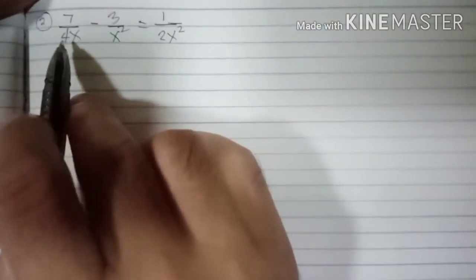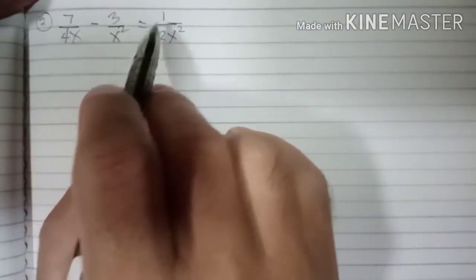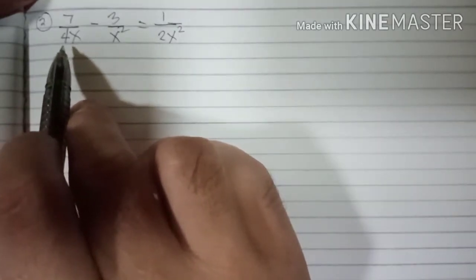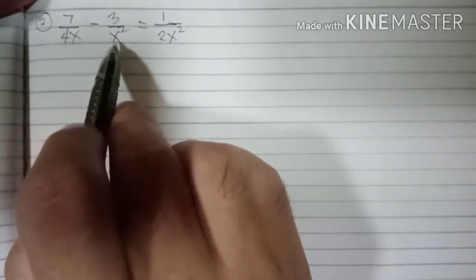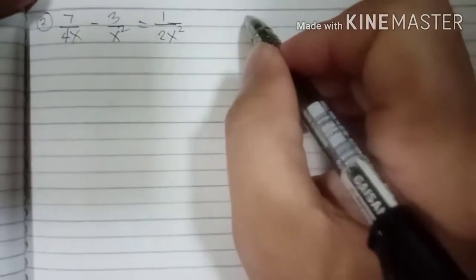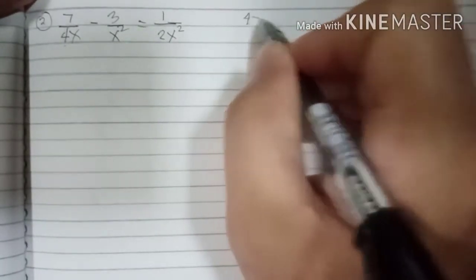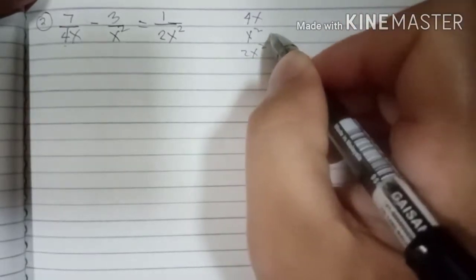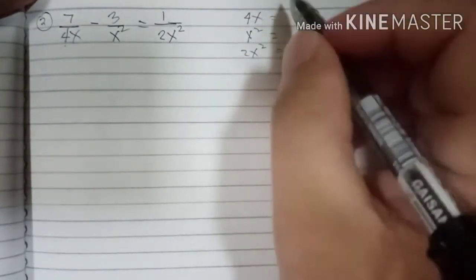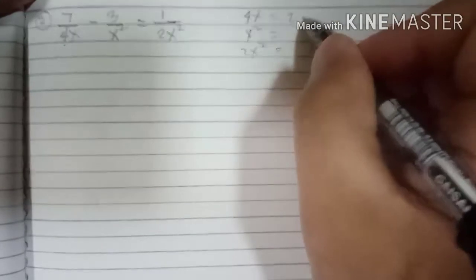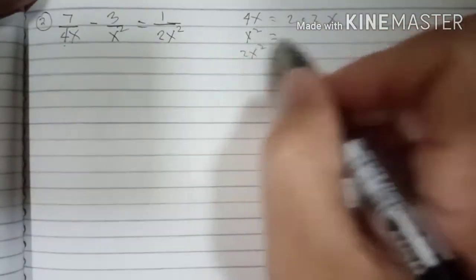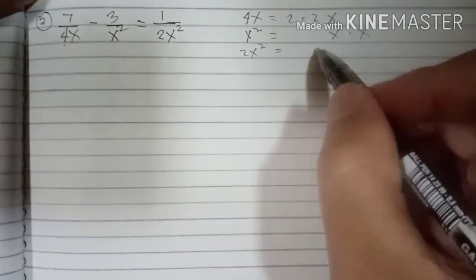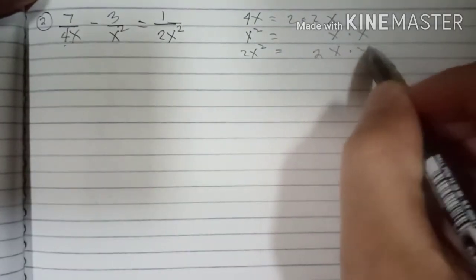Okay, for number 2, 7/(4x) - 3/x² = 1/(2x²). How to answer this? Still, we will be finding the least common denominator of 4x, x², and 2x². We have 4x here, x², and 2x². Now you will expand this: 4x is 2 times 2 times x, x² is x times x, and 2x² is 2 times x times x.